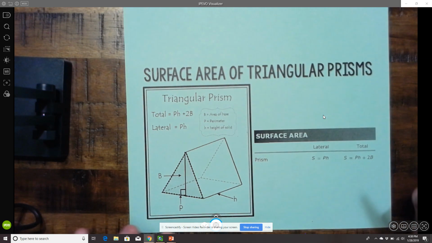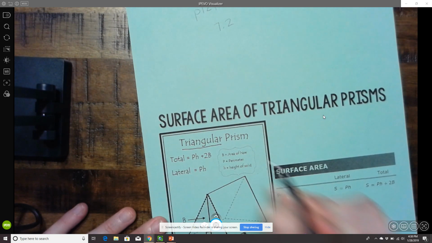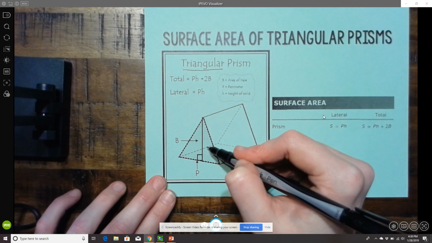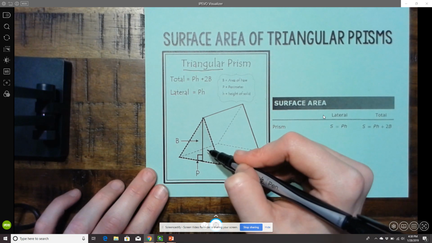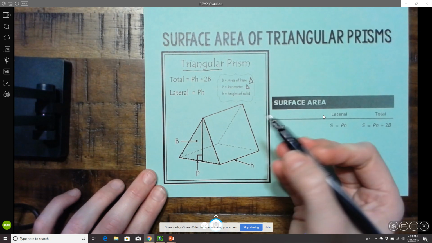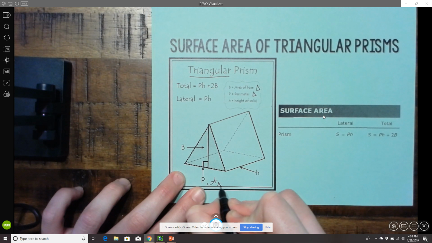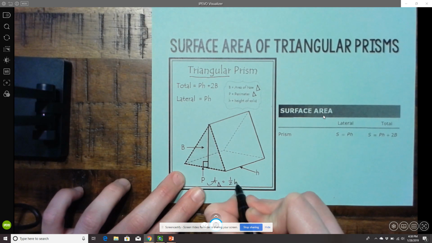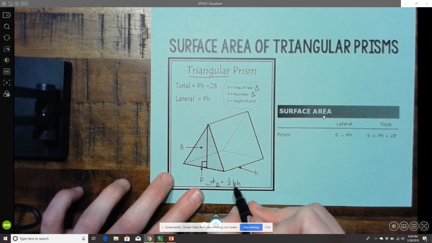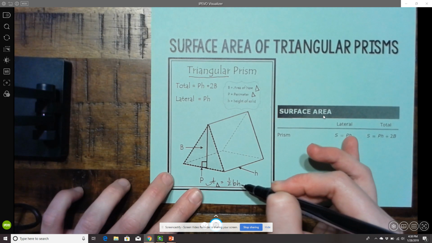But with a triangular prism, it's a little bit different. The base is what the shape is named after. So this is a triangular prism, so the base is always going to be a triangle. You're going to have to find the perimeter of a triangle and the area of a triangle. For perimeter, you just add the sides. Area of a triangle is 1/2 little b h, where little b is the base of the triangle and this h is the height of the triangle. So you've got to keep the height of the solid separate from the height of the triangle.